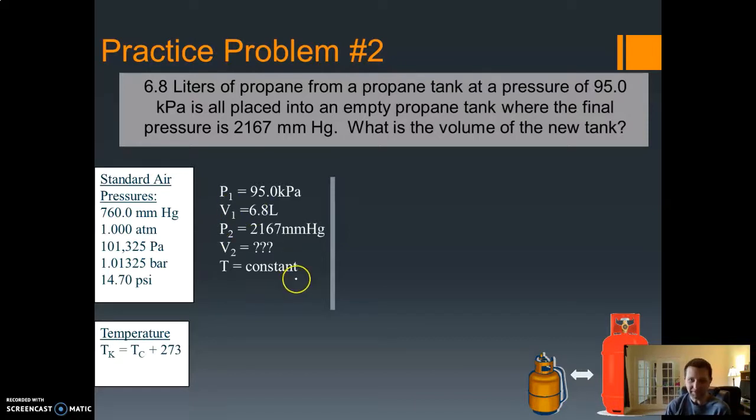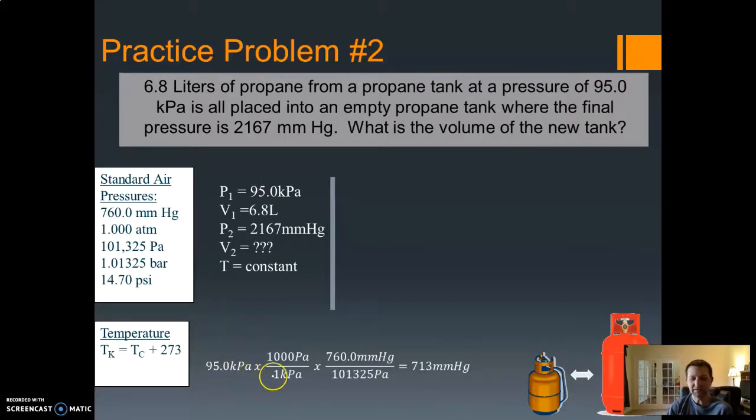If you don't make this data table, you just have 95 and 2167, you don't know what the units are. Easily make a dumb mistake here. But you're like, wait a minute, I have kilopascals and millimeters of mercury. Well, I have to make them the same unit, right? It's like doing a problem with meters and centimeters. Well, you can't do that. You need to make sure they're both the same unit. So what we can do is convert 95 kilopascals into millimeters of mercury or millimeters of mercury into kilopascals. And you just do that by factor labeling it. So I have that underneath here.